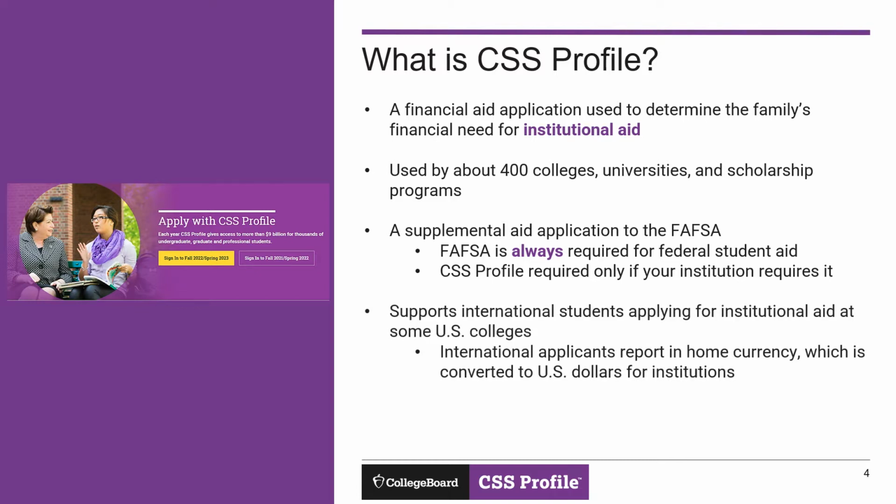For international students, the CSS Profile may be the primary tool. The CSS Profile serves students all over the globe and allows families to report their financial information in their home currency. Unlike the FAFSA, a Social Security number is not required in order to submit the CSS Profile. This makes it possible for students who are not U.S. citizens, regardless of where they live, to use the CSS Profile to apply for institutional aid.